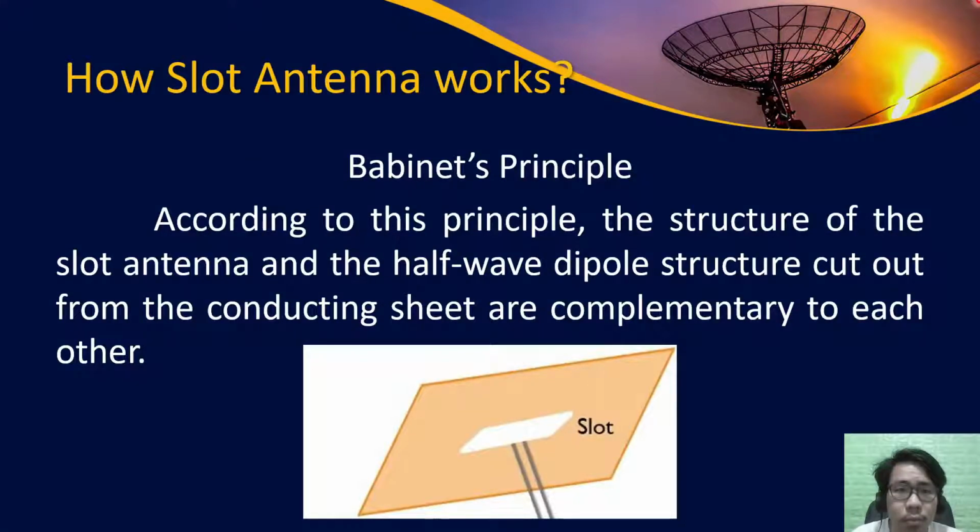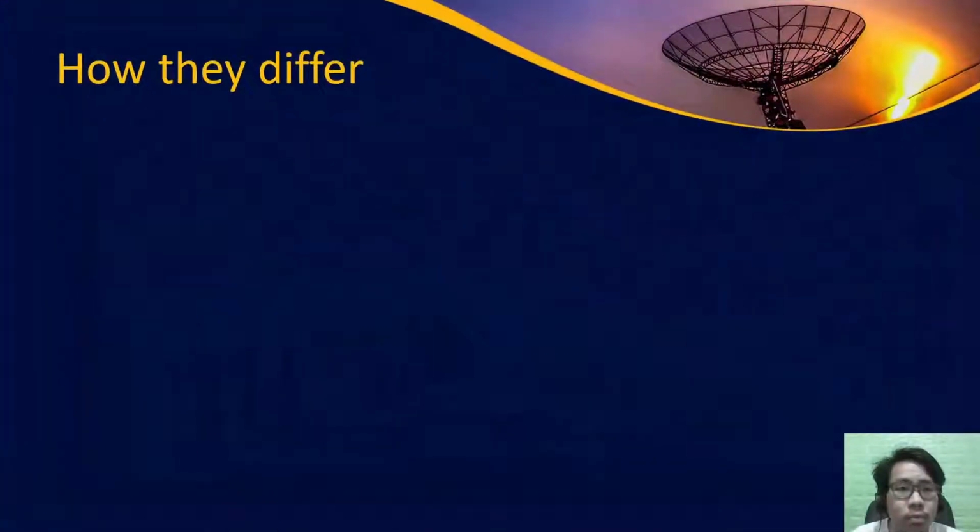So here is an example of a slot antenna. The conducting sheet here is rectangular in shape, and the slot inside the conducting sheet is formed as a complementary half-wave dipole structure. So how do they differ? They only differ in the polarization.